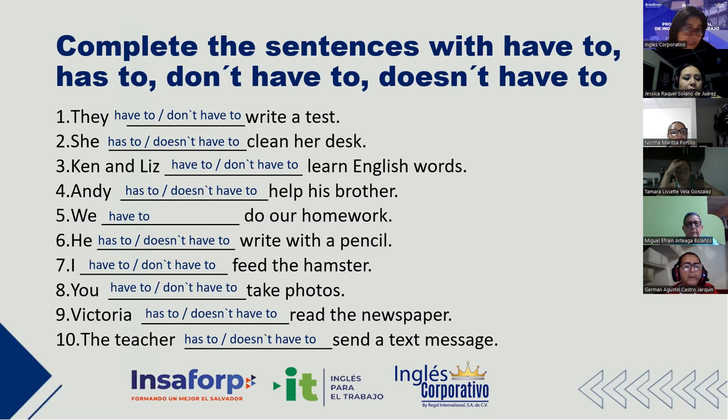Can and Liz have to learn English words. Can and Liz don't have to learn English words. Andy has to help his brother. Andy doesn't have to help his brother. We have to do our homework. We don't have to do our homework.